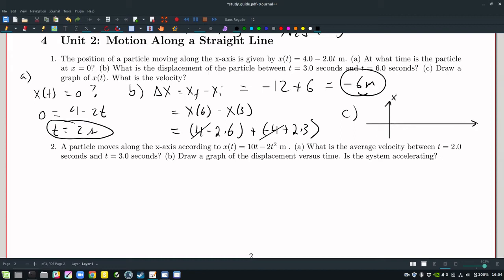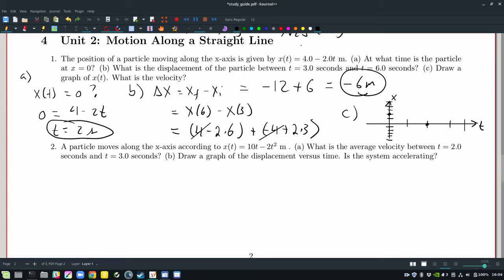Here's x versus t. Let's say 2, 4, 6, 8, 10, 2, 4, 6, 8, 10. Now at t equals 0, that means that x is 4. If I put 0 for t there, then x is 4. So it's, how about 2, 4, maybe like that. And then let's say time of 1, 2, 3, 4. So if t is equal to 2 seconds, that's when the displacement is 0. So we'll put a mark there.